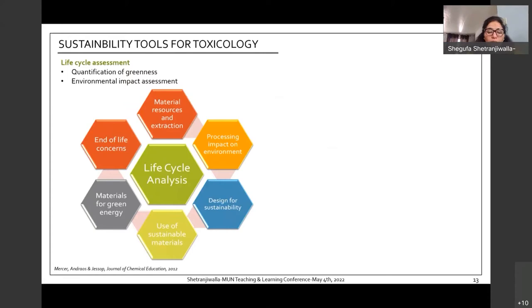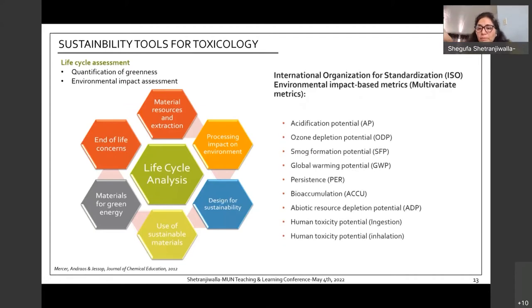And what we did here was to introduce to them the actual quantifiable impacts at the midpoint for, say, acidification. And these are International Organization for Standardization, or ISO 14044 and 14040, metrics that were applied. And so students in this course particularly looked at acidification, persistence, bioaccumulation, and the human toxicity impacts.